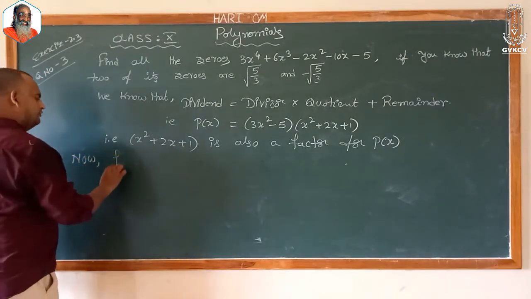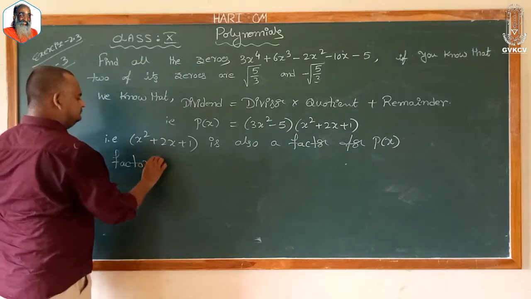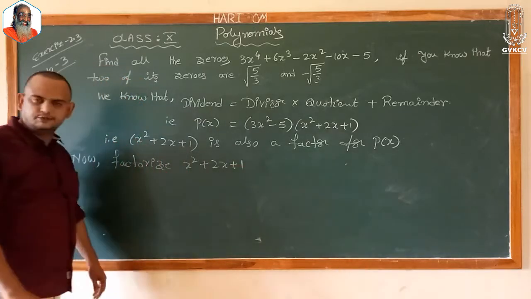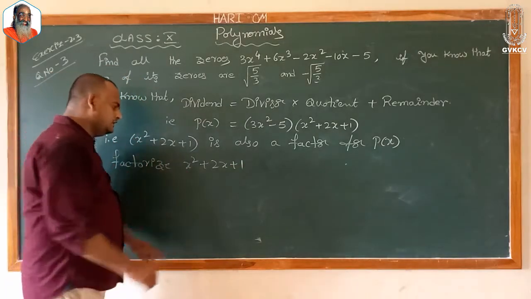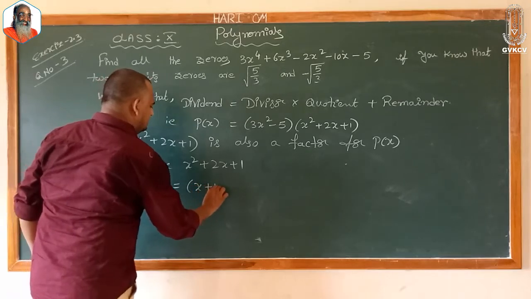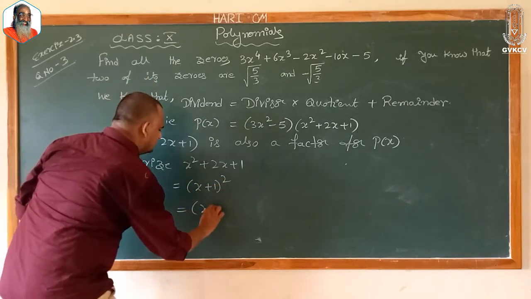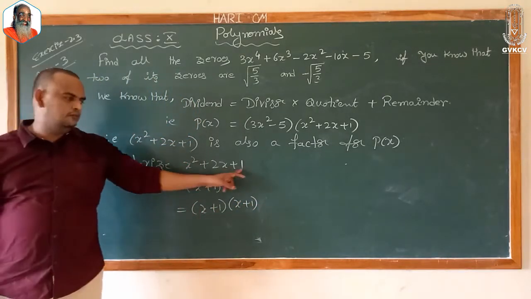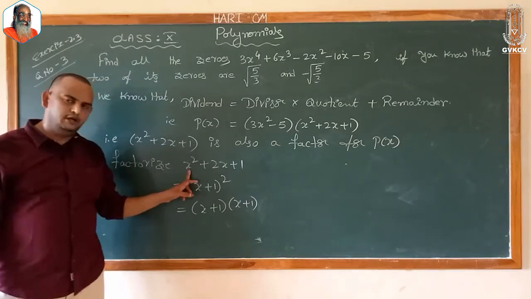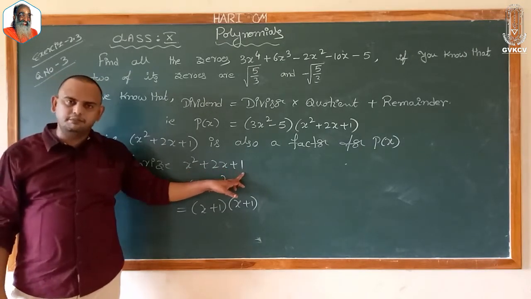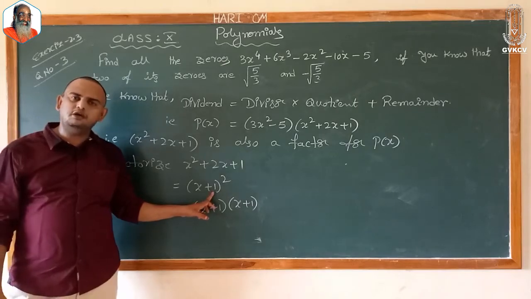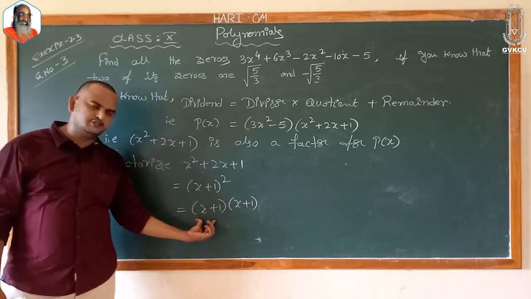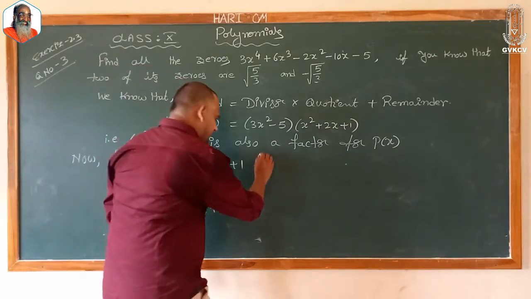Now factorize x square plus 2x plus 1. To factorize this, simply I can write it as x plus 1 whole square, that is nothing but x plus 1 into x plus 1, because it is in the form of a plus b whole square. A square plus 2ab plus b square, I can write as a plus b whole square. Now x plus 1 whole square can be written as x plus 1 into x plus 1.